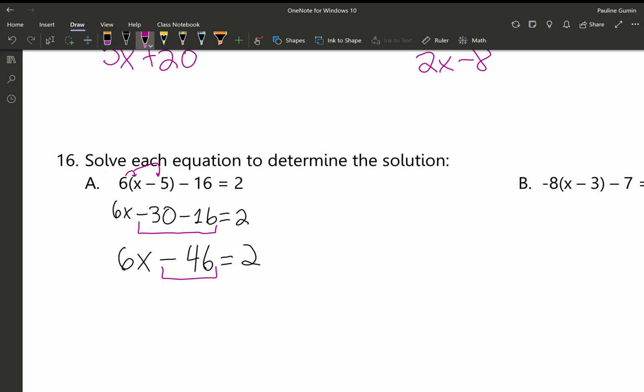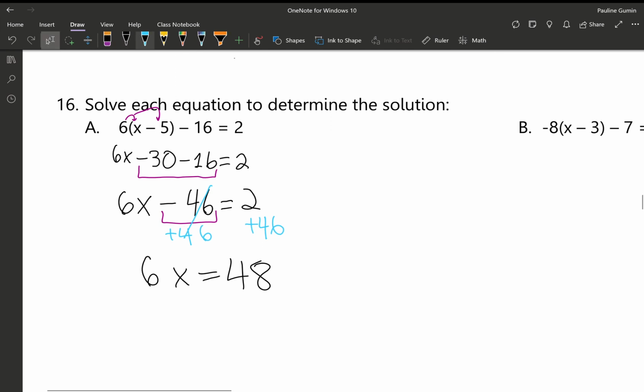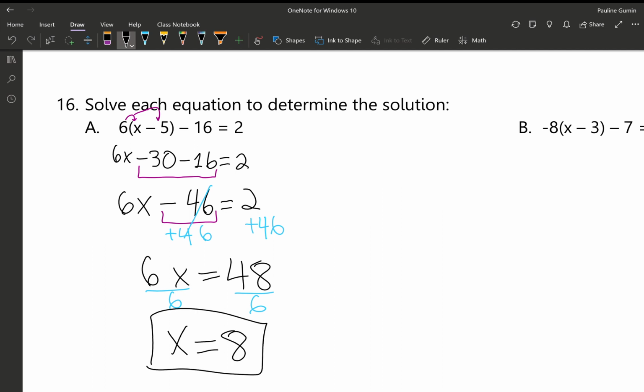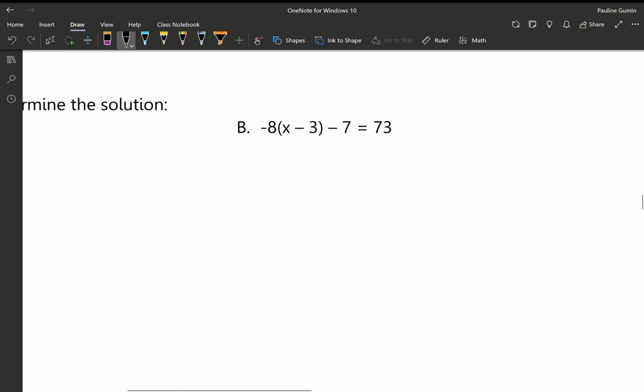Now, we're getting closer to getting x by itself. Let's continue by undoing the minus 46 by adding 46 to both sides of the equal sign. So we've got 6x equals 48. And let's finish up by dividing both sides by 6. X equals positive 8. Success. Let's move on to letter B.